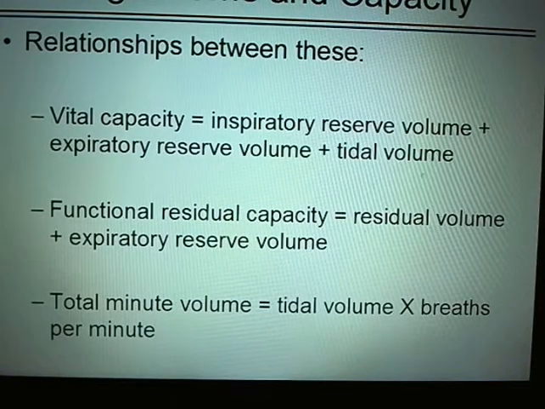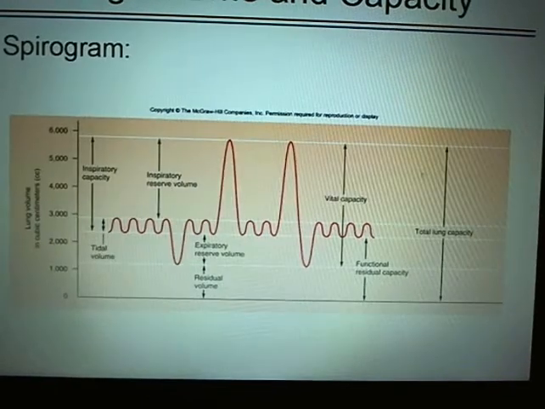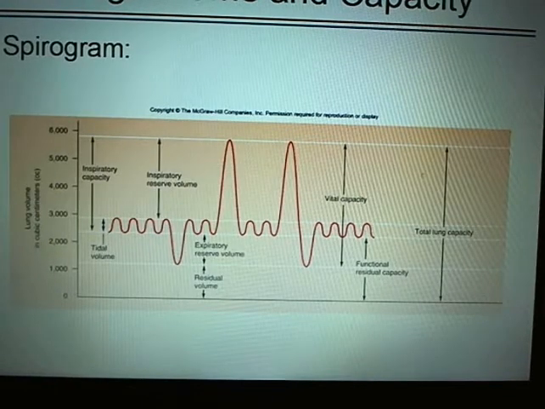Lung volume and capacity, vital capacity, these are in your book. Inspiratory reserve plus expiratory. Functional residual, you need to know these. These are the second part of chapter 13 in your lab. Here is a spirogram. You did this in lab. Take a look at this.